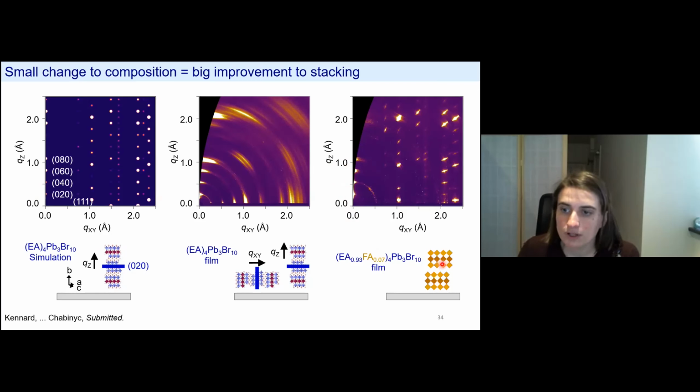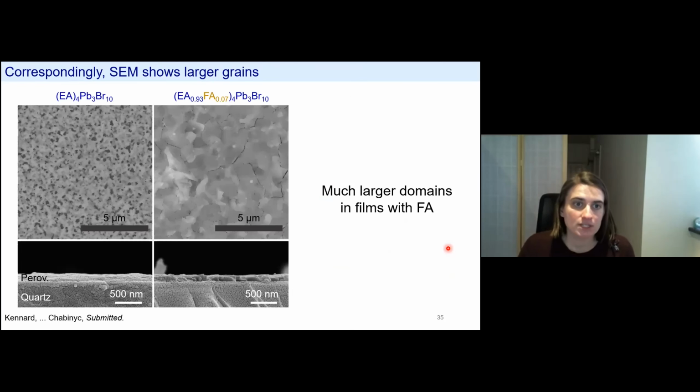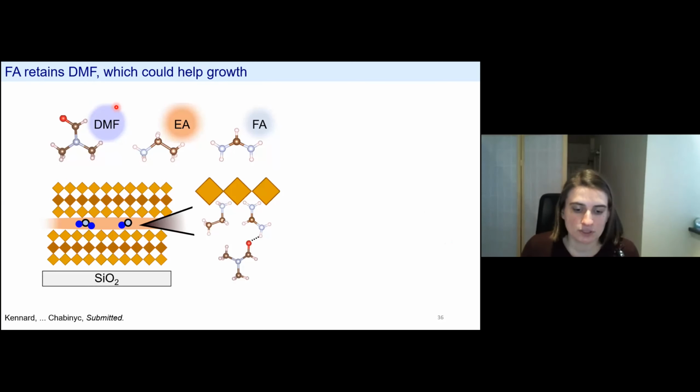So we have very uniform orientation of n=3 crystallites of some phase that's very similar. I mean, obviously we're adding different things, right? This is not ethylammonium lead bromide anymore, but it's a very similar lattice and is oriented uniformly like this. And we see correspondingly, the morphology of the film is much improved. We have micron-sized domains for the film with formamidinium, and we have lots of pinholes and very small domains for the ethylammonium-only composition. So we did a lot of structural characterization to try to understand, I mean, we're not adding very much formamidinium here. Why do we see such a big improvement?